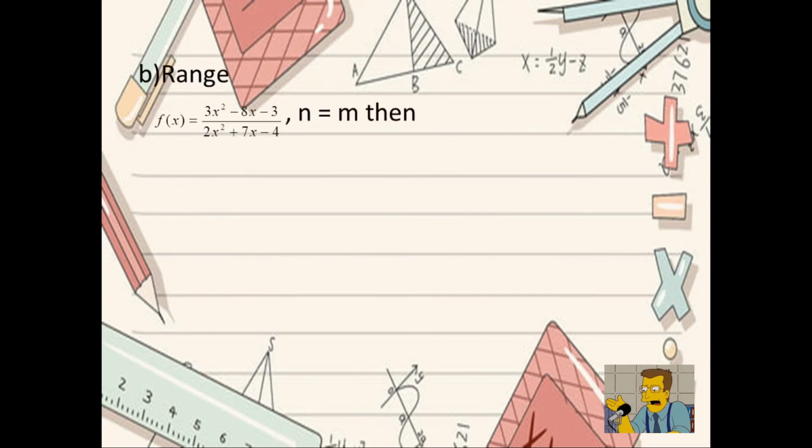Okay, next, the range. Since the given function is 3x squared minus 8x minus 3 over 2x squared plus 7x minus 4, by inspection, n is equal to m. Because it is 3x squared, the exponent of the numerator is 2, and the highest exponent of the denominator is also 2. So therefore n equals m. Then f of x equals a over b. Then our a is 3 and our b is 2. So therefore f of x equals 3 over 2. Then y is an element of the real numbers such that y is not equal to 3 over 2.